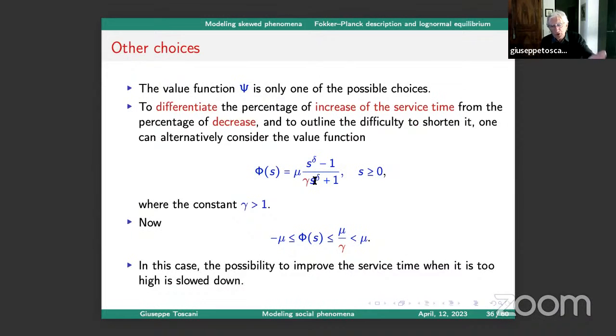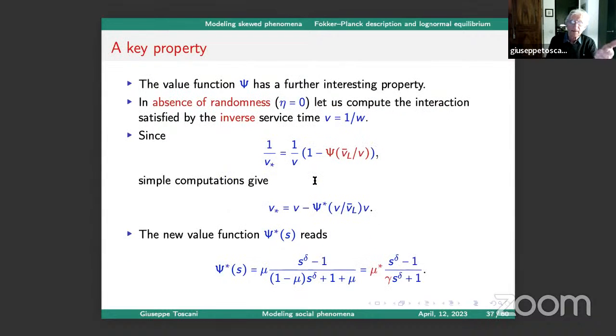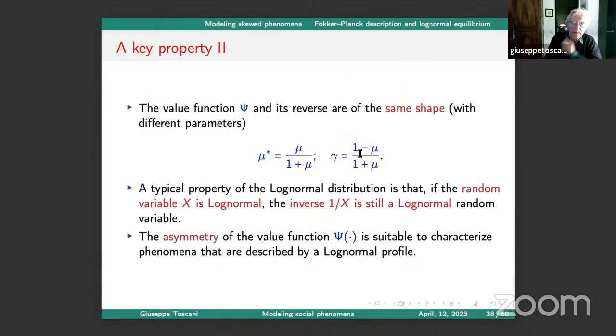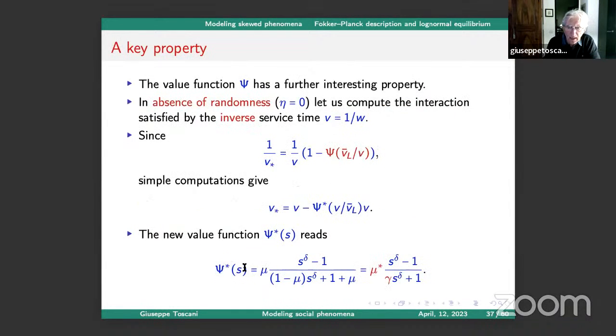And then you can have other choices. You can use a different denominator, you can use a different numerator, but the important fact is that this value function has this interesting property that if you reverse and consider the inverse of the service time and do the computation with this value function, you see that also the inverse time leads to a value function which is similar to the value function that I gave before, except that it changes the amount that you can change, and it changes the denominator.